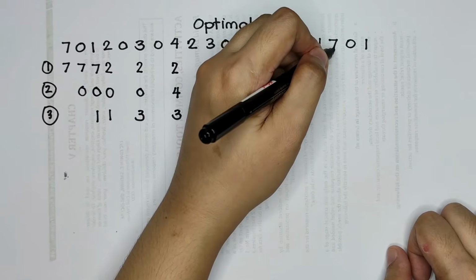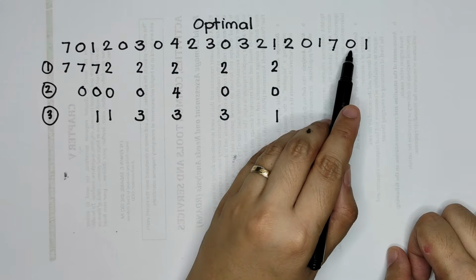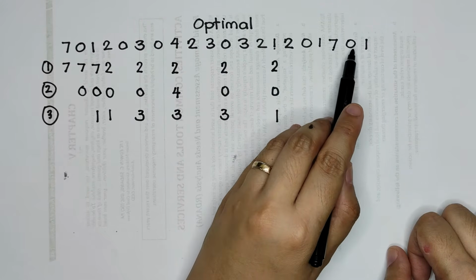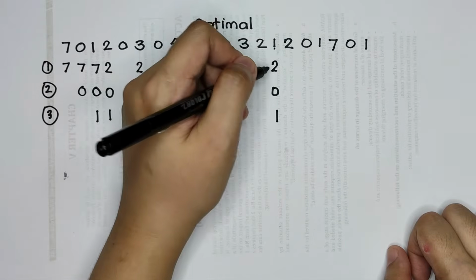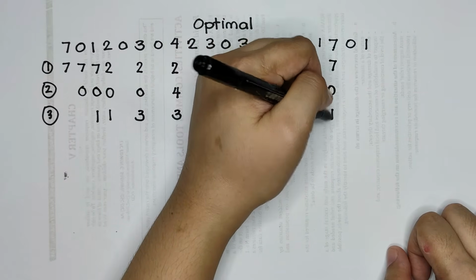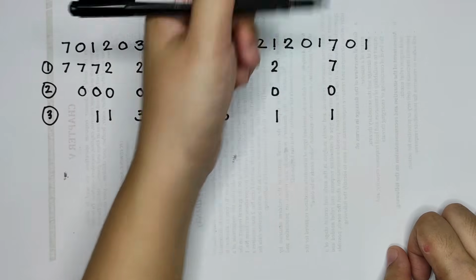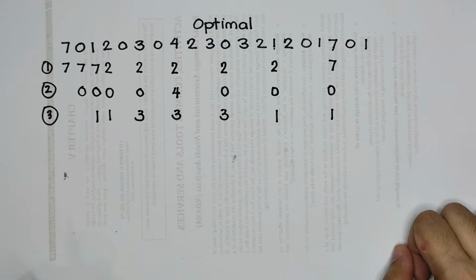So next we have 7. We have 2, 0, 1. The only values left are 0 and 1, since 2 will not be used, so this will be replaced. 2 will be replaced by 7, and just copy 0, 1. And then 0 and 1 here are already inside the page frames.